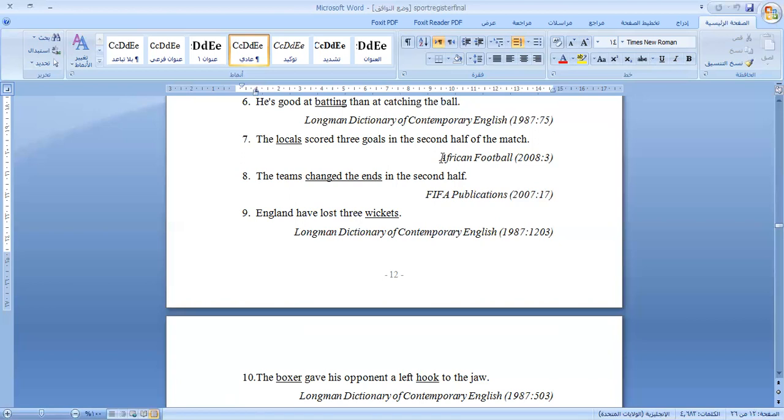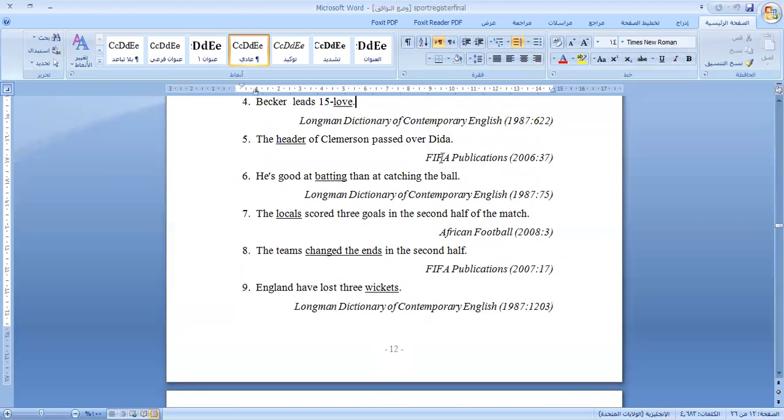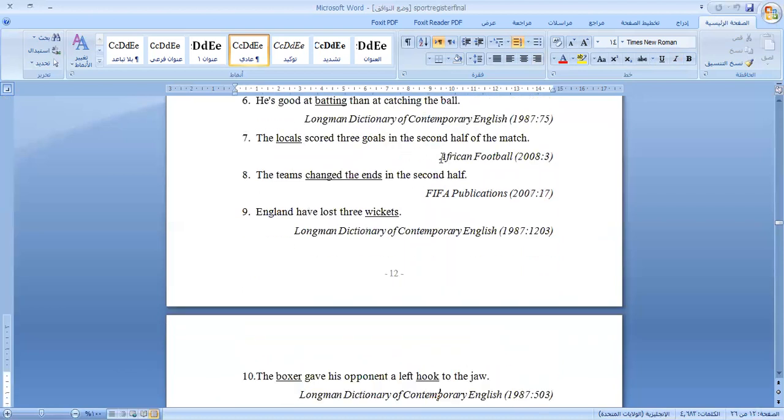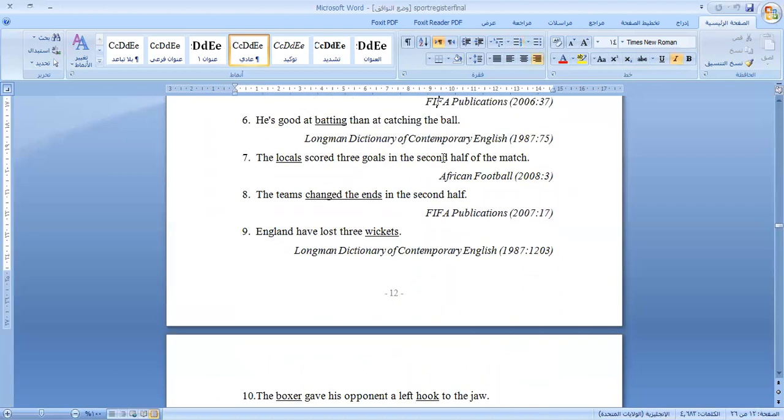While in, for example, 15 love, a dead ball, or the big man, all of these expressions are related to sport terminology, and the literal meaning does not give the correct or the intended meaning. So the best way is to rely on sense-for-sense translation, or free translation, or what is called idiomatic translation. Now we are going to move to the eighth sentence.